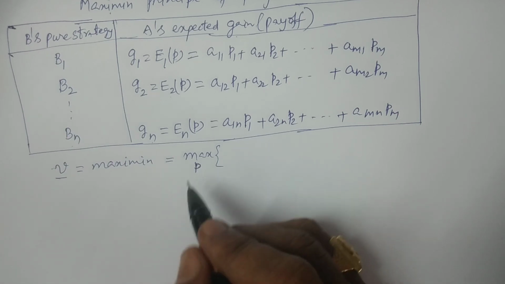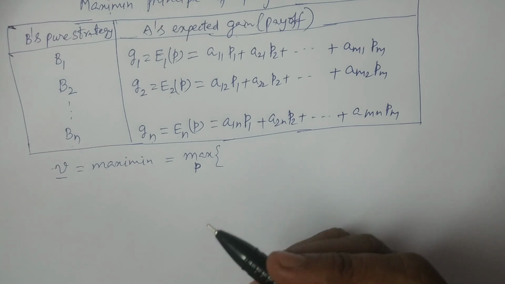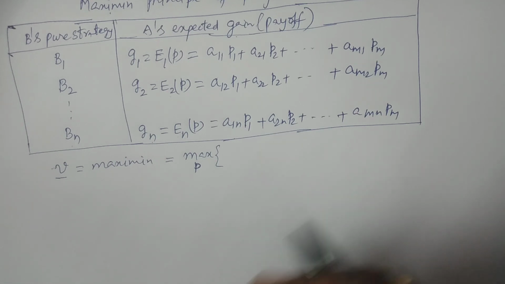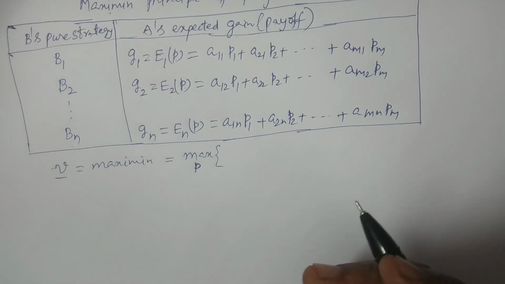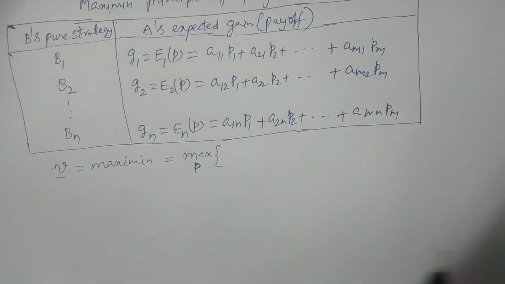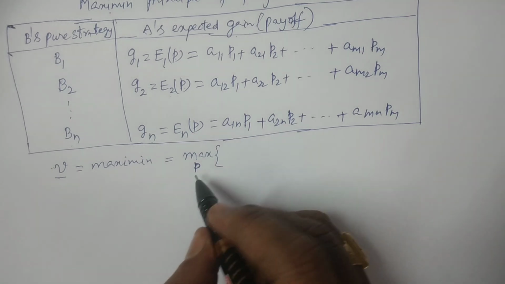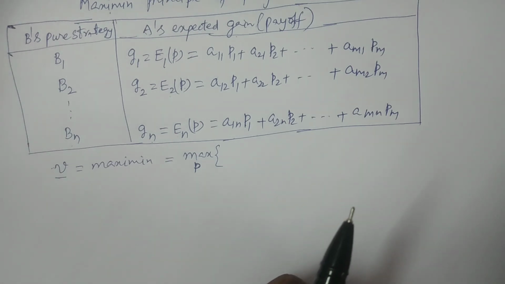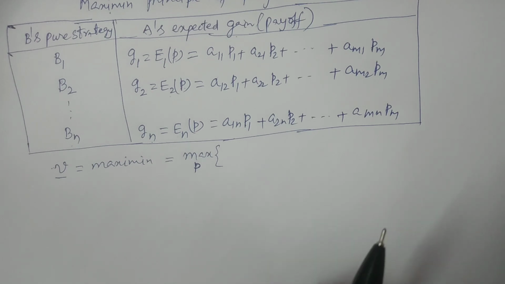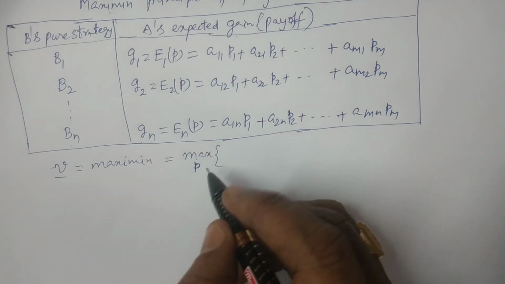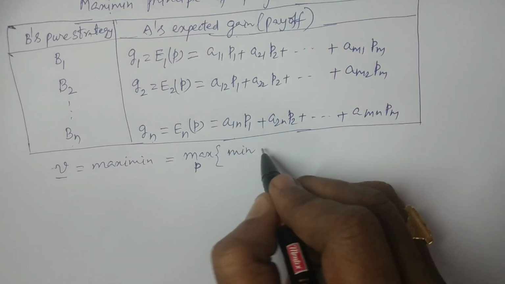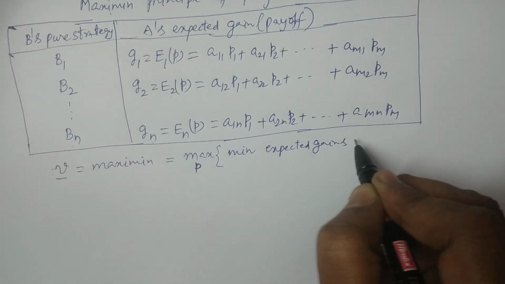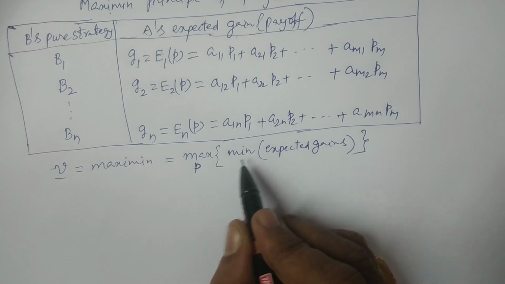Which probability gives a particular strategy that highlights and puts the particular player, that is player A, in a leading position? So which particular probability does that? That is, it always puts the player in a comfortable position, right? That is what we are calculating. Maximum of P, the minimum of expected gains. So the minimum of expected gains.